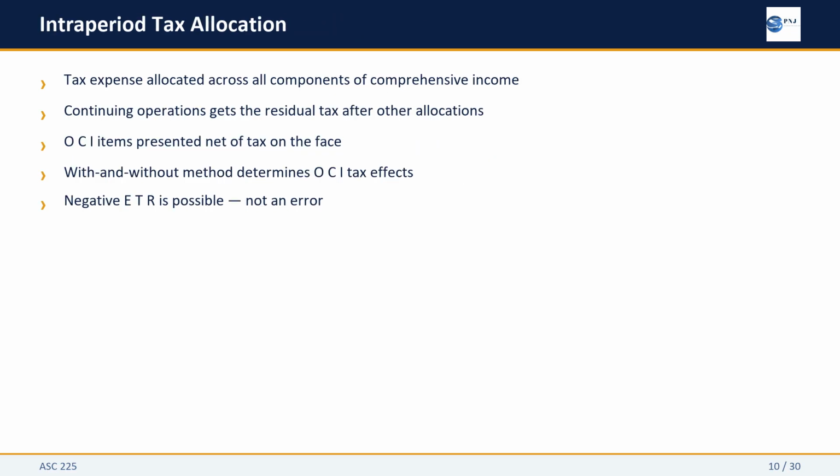Intraperiod allocation is one of the more technical rules in this course. Tax expense is not just a single number dropped into continuing operations. It is allocated across discontinued operations, OCI, and other components, each net of its own tax effect. Continuing operations gets whatever tax is left over after those allocations. The with and without method measures OCI tax effects, and a negative ETR on continuing operations is mathematically possible and valid.